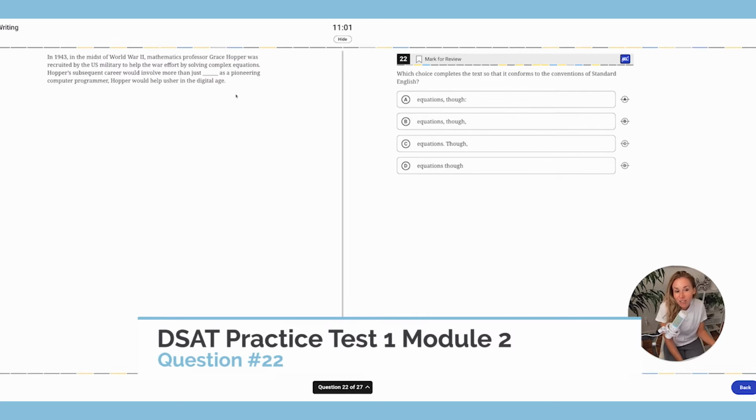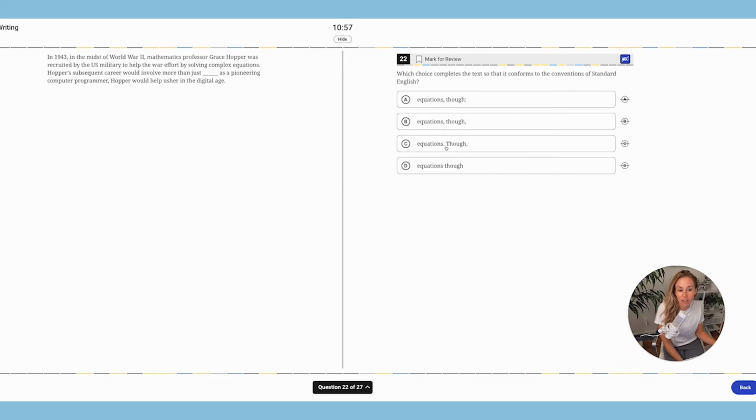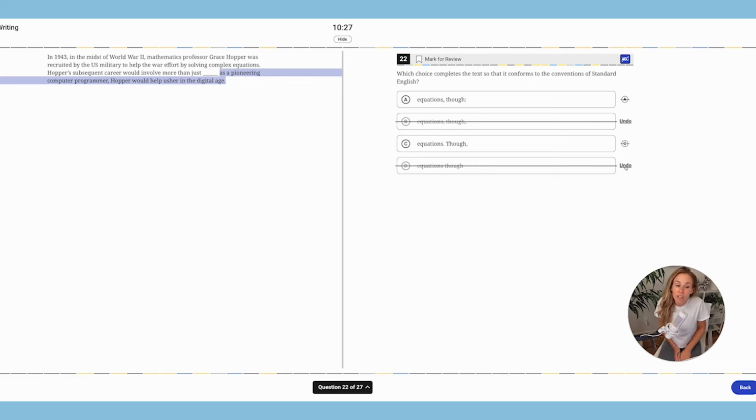All right, let's try to figure out where we have a complete sentence. Do we have a complete sentence at the end of between equations and then the next sentence before we put the transition word in? Let's find out. We've got Hopper's subsequent career would involve more than just equations. That's a complete sentence. I could put a period there. Then we have, as a pioneering computer programmer, Hopper would help usher in the digital age. Also a complete sentence. So we can't have a comma separating two complete sentences. It's going to be A or C. And it's all going to come down to where the contrast word needs to be.